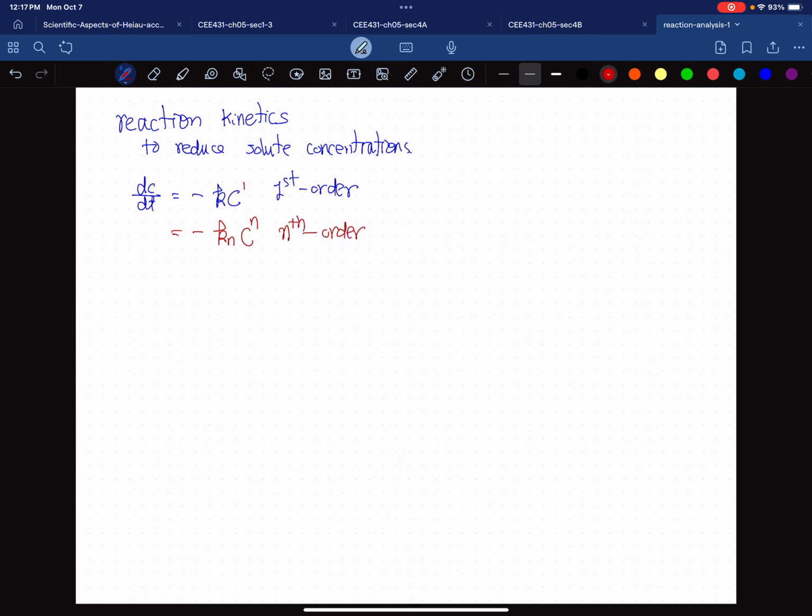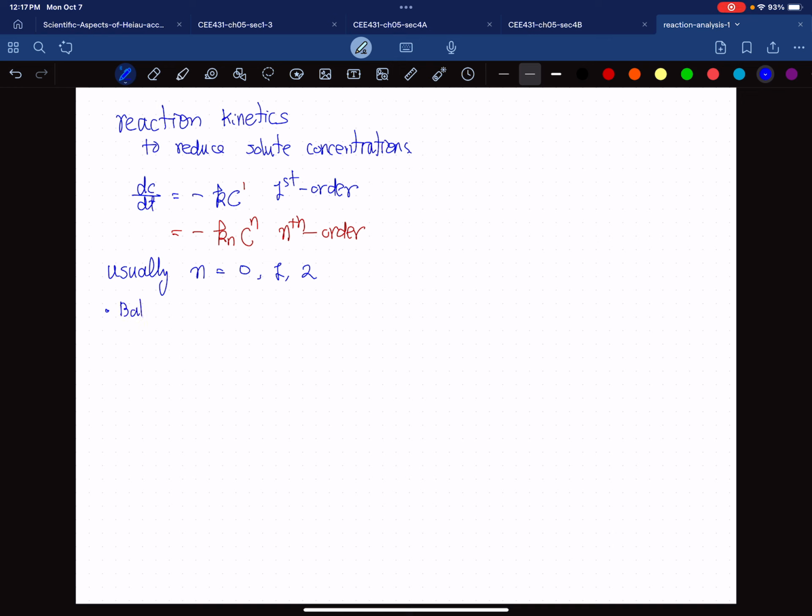Okay, so we will start from zeroth to the second order. Usually, n is zeroth order, first order, and the second order. There are many, but these are three typical reaction orders that most textbooks and research papers are dealing with.